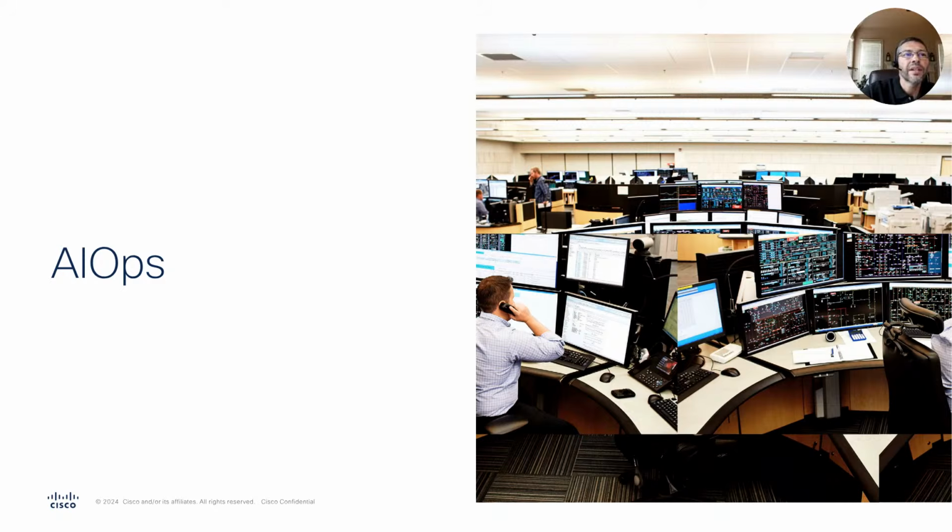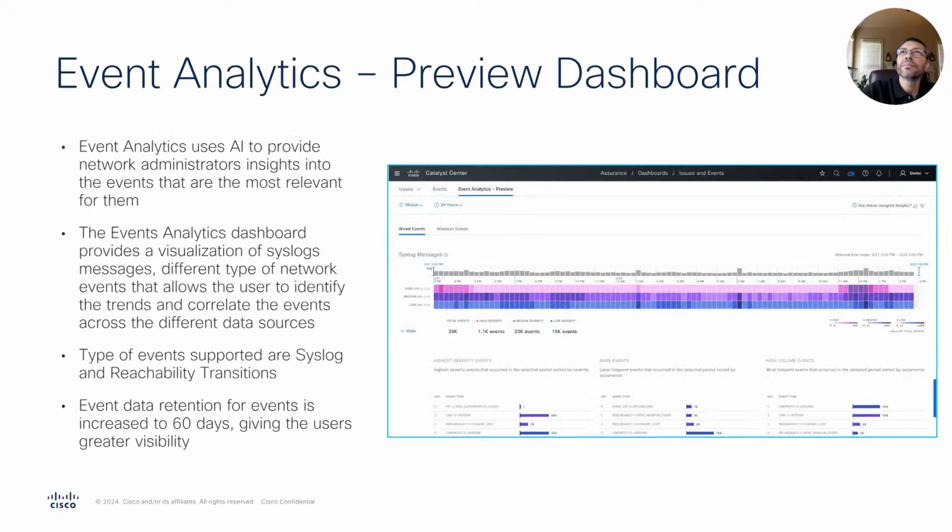And now we'll get into AI Ops. So we'll look at the event analytics preview dashboard. We've got an updated event analytics dashboard in Catalyst Center that replaces the chronological listing with an enhanced view. This dashboard features heat maps that categorize and display syslog message counts by severity and tracks wired and wireless network event reachability transitions.